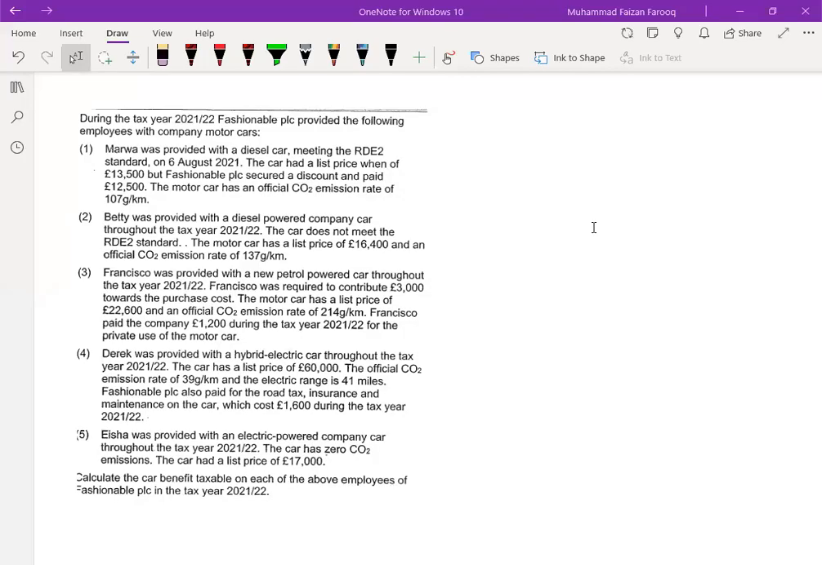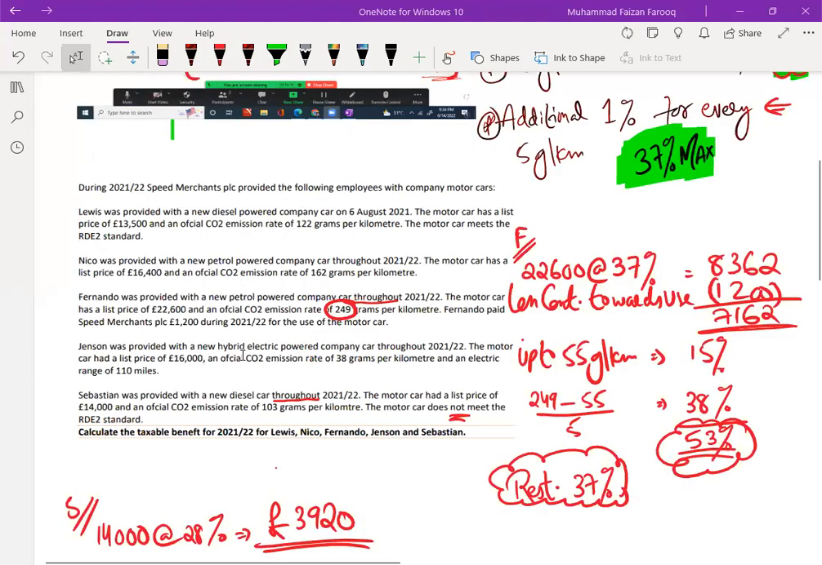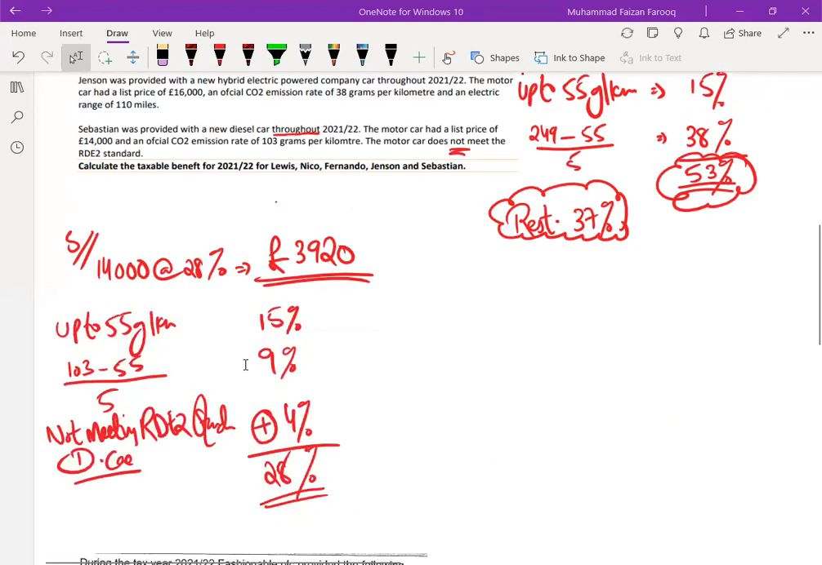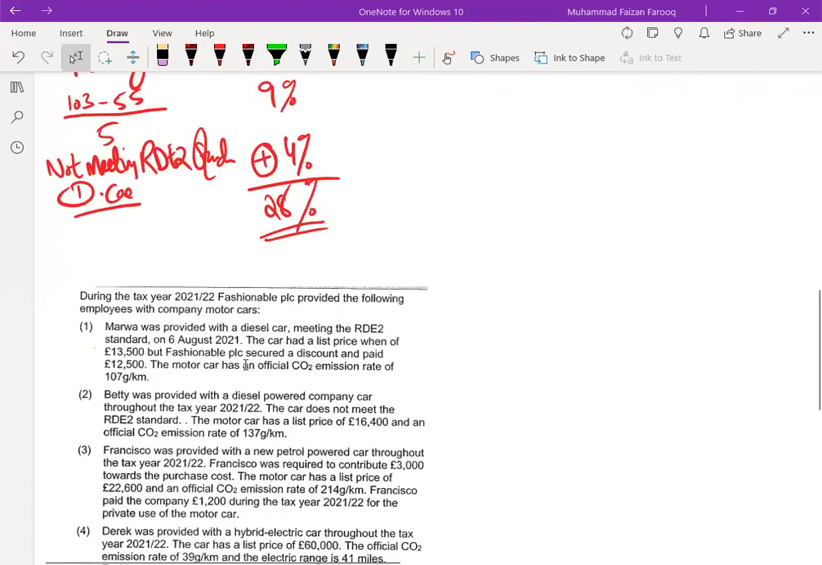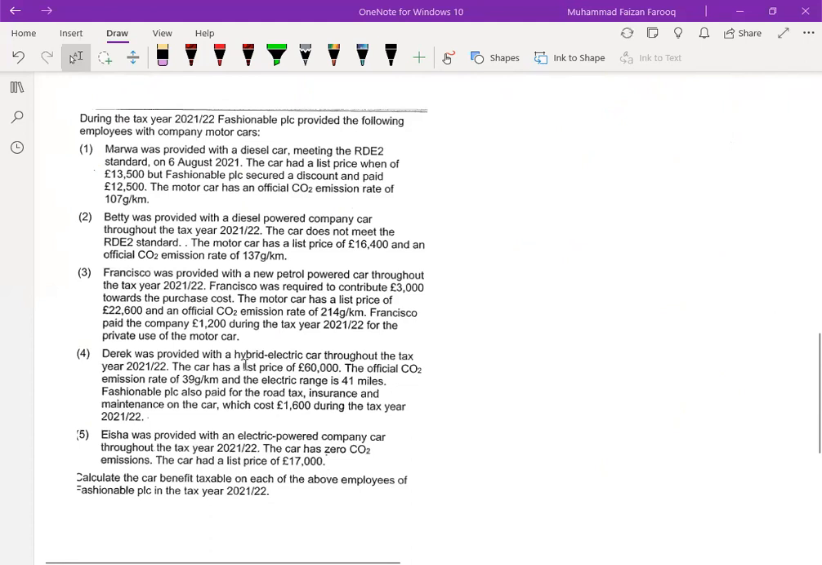Okay, our practice questions. In the last question, we left Jensen because it's a hybrid electric car. We will come back to it later on. First, our focus is to practice some questions on petrol and diesel, whether meeting standards or not. So now the first one is Marwa. I need you to solve it by yourself, please.